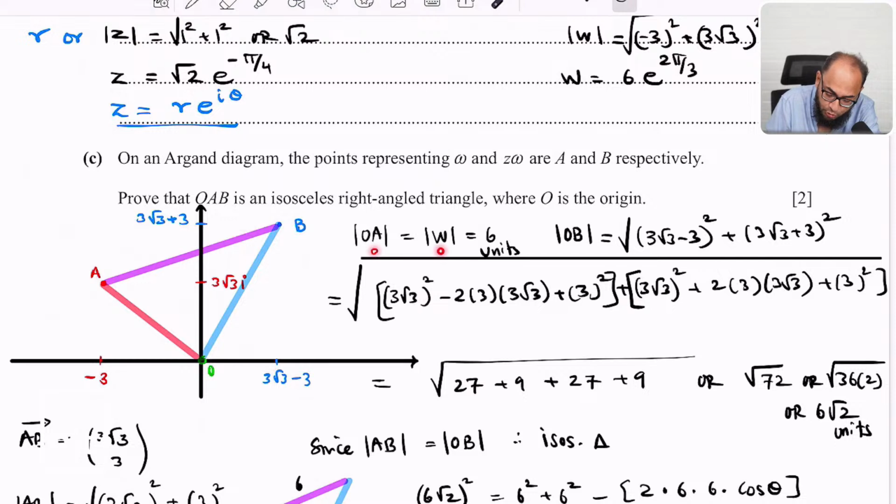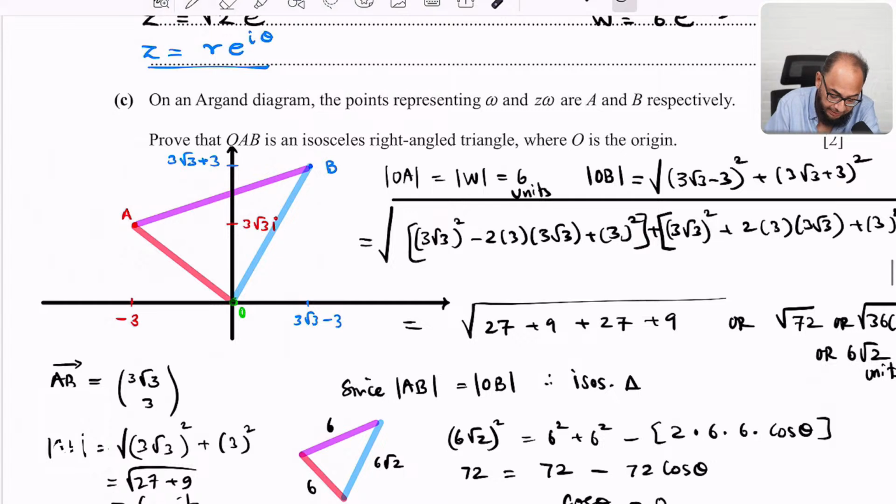The magnitude of OA, the magnitude of w, was already given as 6 units. And OB over here is the square root of (3 root 3 minus 3) whole squared plus (3 root 3 plus 3) whole squared. That is big stuff. So this is a squared minus 2ab plus b squared, and a squared plus 2ab plus b squared. Then you simplify and simplify, and this comes out to be 6 root 2 units. And the third thing is AB, which is OB minus OA. You get the magnitude coming out to be 6 units.